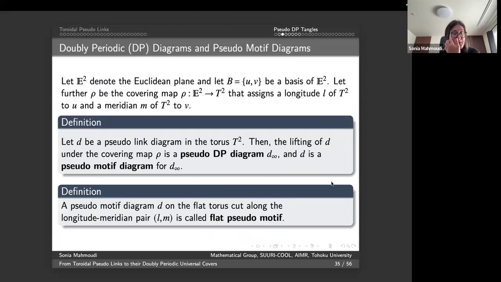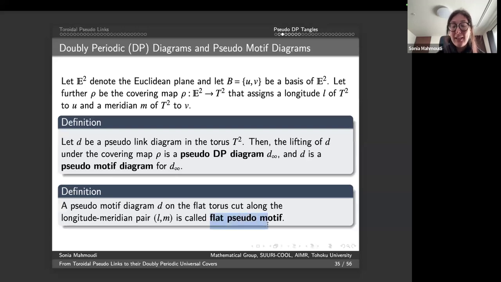So this is formalized this way. And so we can define the pseudo doubly periodic diagram. I will use DP from now for doubly periodic. We will call the link diagram a motif from now. So we will talk about pseudo motif diagram. And we will sometimes have some interest in seeing this motif on the level of the flat torus.